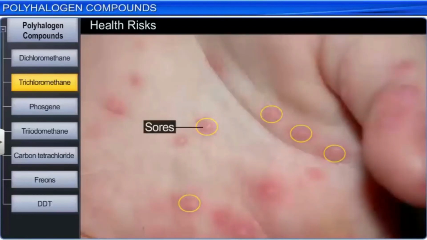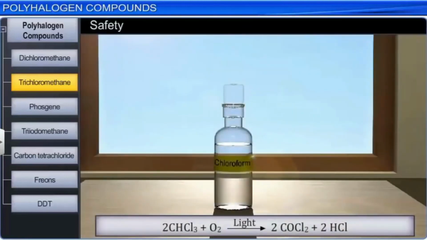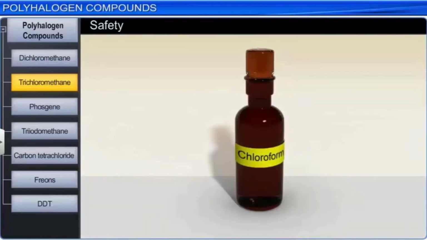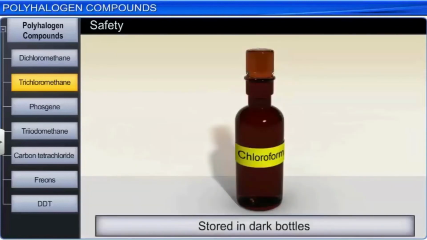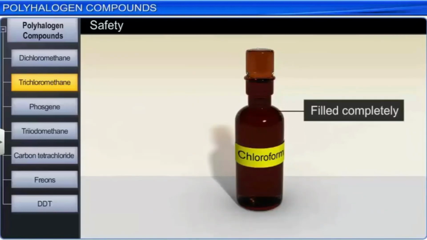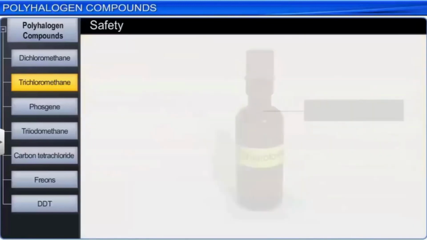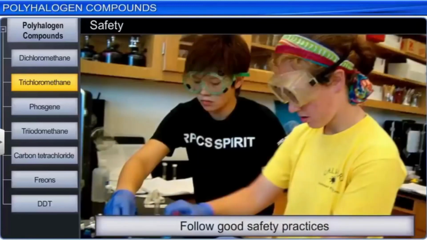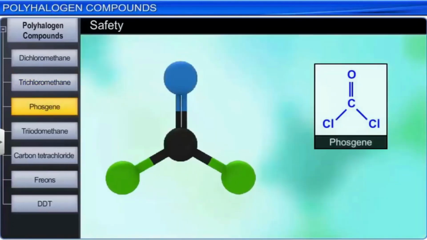Chloroform is slowly oxidized by air in the presence of light into deadly phosgene gas, as shown in the reaction. Therefore, chloroform is stored in dark bottles to prevent exposure to light. The bottles are filled completely to keep air out. For the sake of safety, handle every bottle of chloroform as if it contains phosgene. Wear gloves and eye protection. There are simple tests that you can carry out to determine the presence of phosgene.